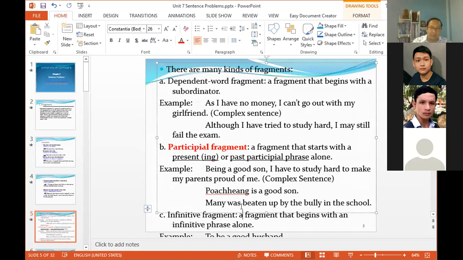So, Many were beaten up by the bully in the school. Okay, this is about the way we correct the fragment for the present and past participle phrase. The first way is to add one more sentence. The second way is to add a subject and verb, to make it look like a simple sentence. Okay, this is about the second kind.